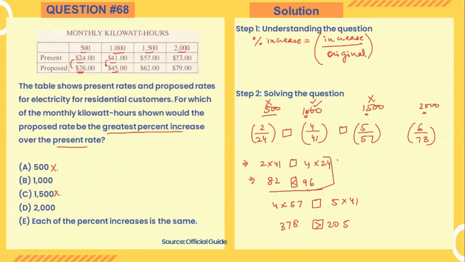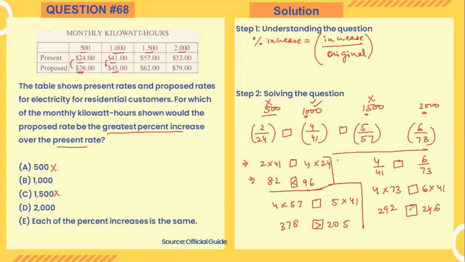Now we have to compare the 1000 reading with the 2000 kilowatt hour reading. Let's write, which is 4 upon 41 to be compared with 6 upon 73. So cross multiplying, it will be 4 times 73 compared with 6 times 41. Now 4 times 73 is 292, and 6 times 41 is 246. So which out of them is greater? 292 is greater. That means the 1000 reading is still greater than 2000. That's our answer. Option B is the correct one here. Option E can't be correct, 2000 also eliminated.